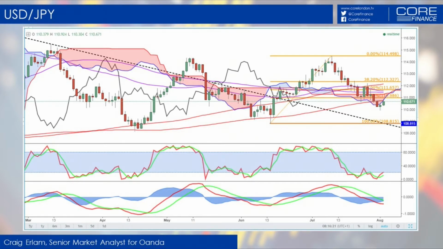And I think should we rotate lower off those 111s, we're actually rotating lower off the cloud and the 233, which has failed to break until now. So that could potentially be a significant bearish signal.